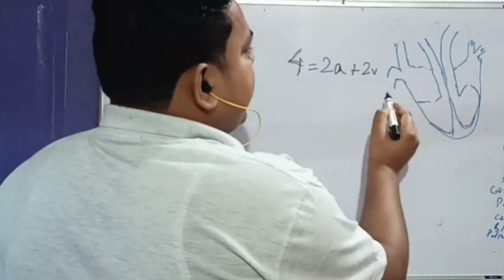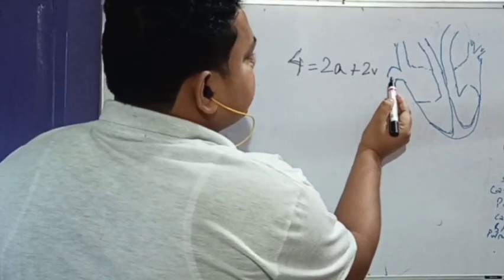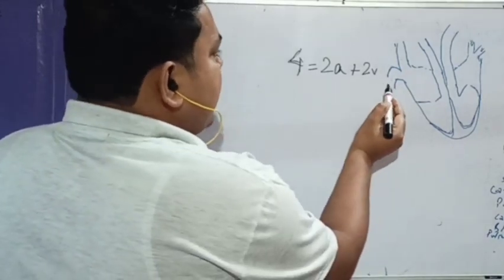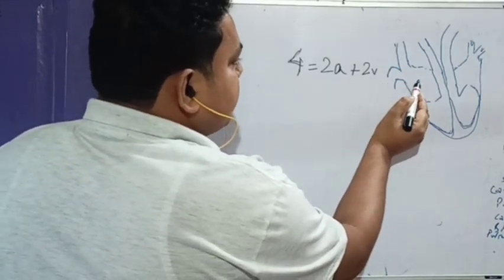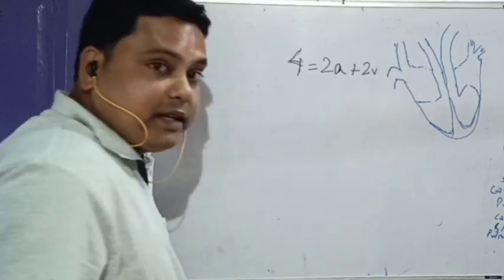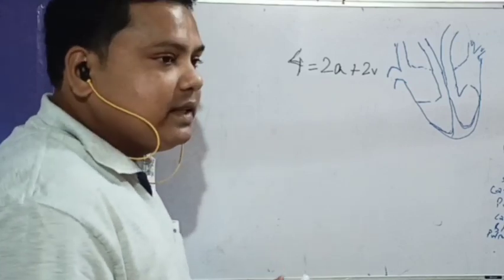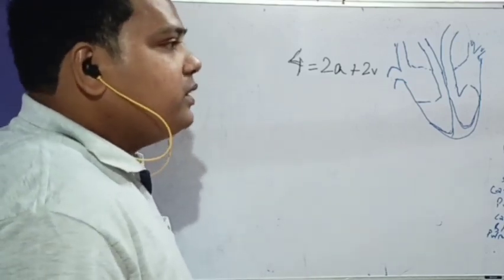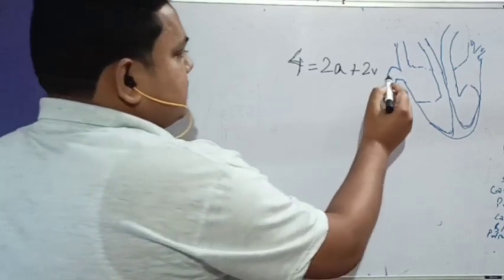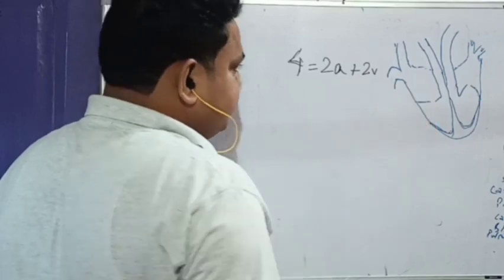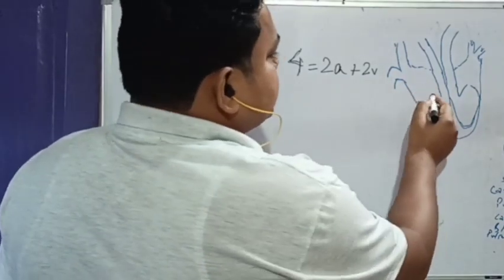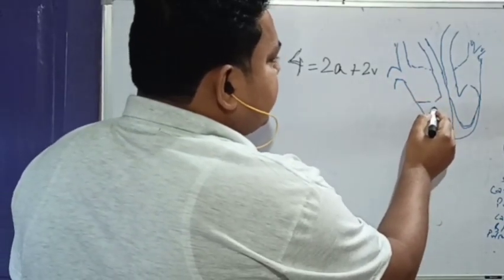Okay? And this is the superior vena cava, and this is the inferior vena cava. Blood comes to the right atrium from the superior vena cava and inferior vena cava. And what blood comes? It is the deoxygenated blood, meaning blood without oxygen. It is mixed with carbon dioxide. So deoxygenated blood comes to the right atrium through the superior vena cava and inferior vena cava. Then it goes to the right ventricle.